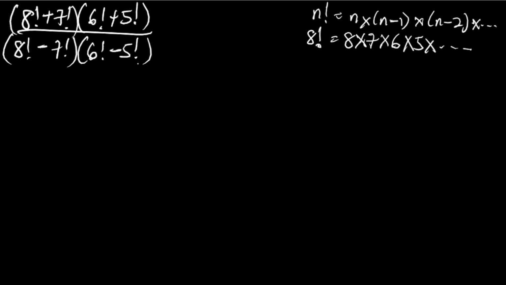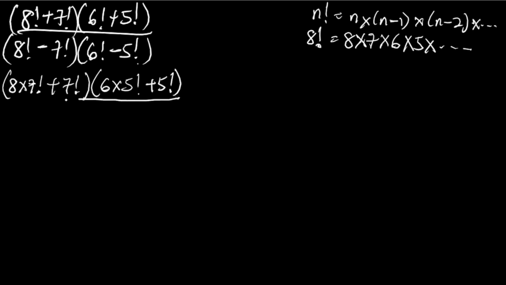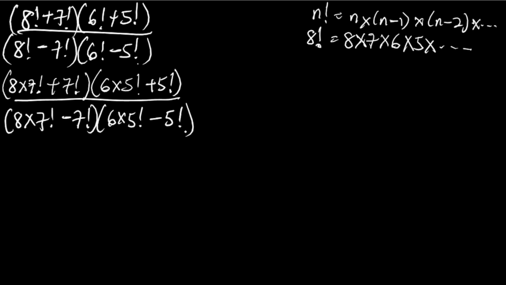So now coming to this question, what do you think we can do here? We have 8 factorial, which can be reduced to 8 multiplied by 7 factorial plus 7 factorial. The 6 factorial there can be reduced to 6 multiplied by 5 factorial plus 5 factorial, divided by 8 multiplied by 7 factorial minus 7 factorial. The only difference is the negative sign: 6 multiplied by 5 factorial minus 5 factorial.